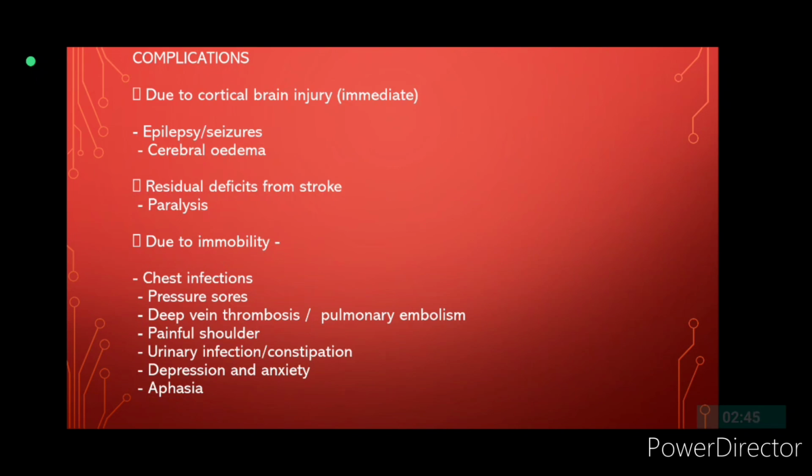Complications due to cortical brain injury: immediate epilepsy, seizures, cerebral edema, residual deficits from stroke, paralysis due to immobility, chest infections, pressure sores, deep vein thrombosis, pulmonary embolism, painful shoulder, urinary infection, constipation, depression and anxiety, and aphasia can occur.